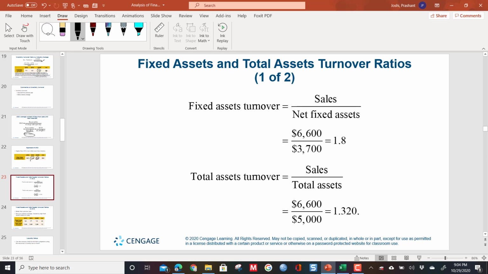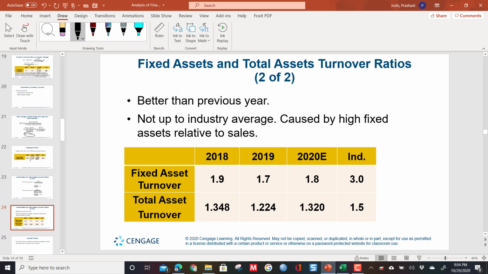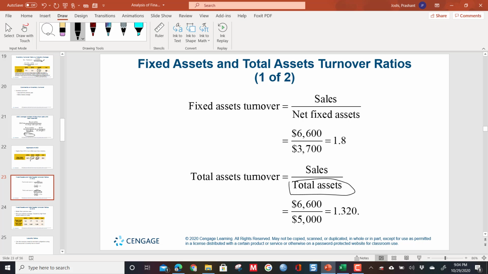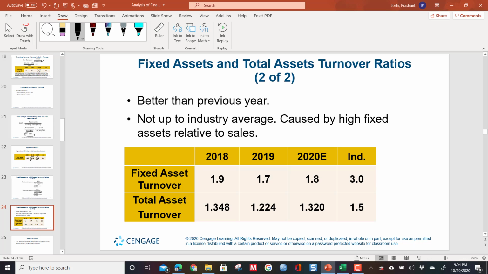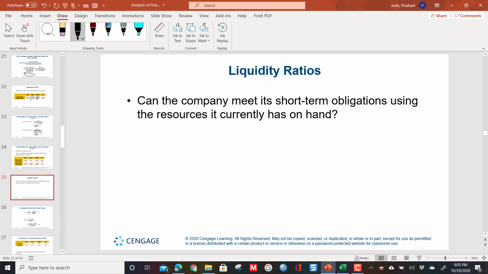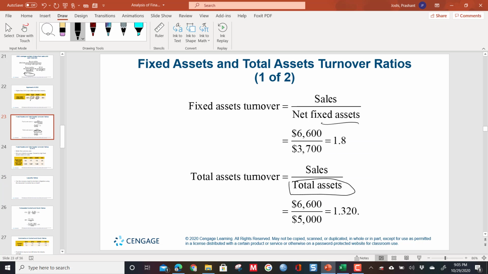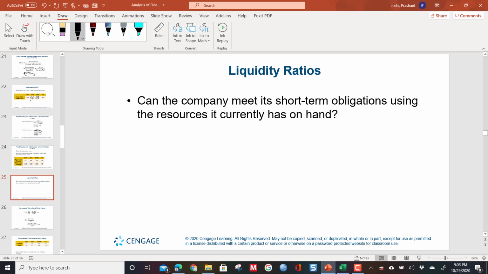Okay, another kind of asset management ratio, showing how efficiently the firm is utilizing fixed assets, is sales divided by net fixed assets. So that is 1.8. And for the total asset turnover, we have total assets as the denominator. It is better than the previous year, but still not up to the industry average. Why? Because they might have high use of net fixed assets, and total assets is more. So this is more related to sales. As a result, you're not seeing an improvement in the fixed asset turnover and total assets turnover.